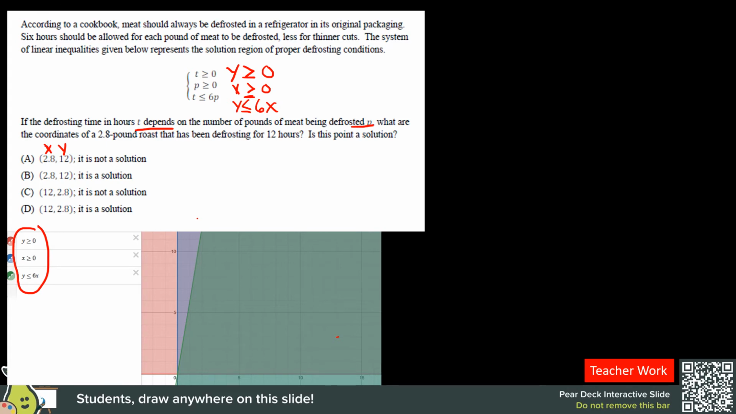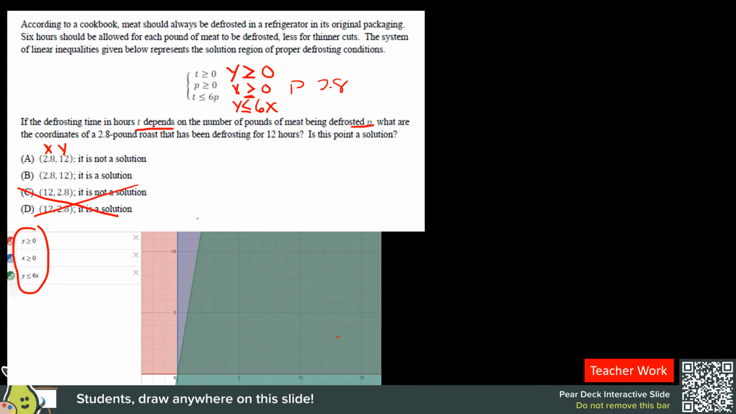Okay, our x value is pounds, right? This is our p, and they're talking about 2.8. So that means that these guys, we can't have x as being 12. These are the y values. So C and D are no good.